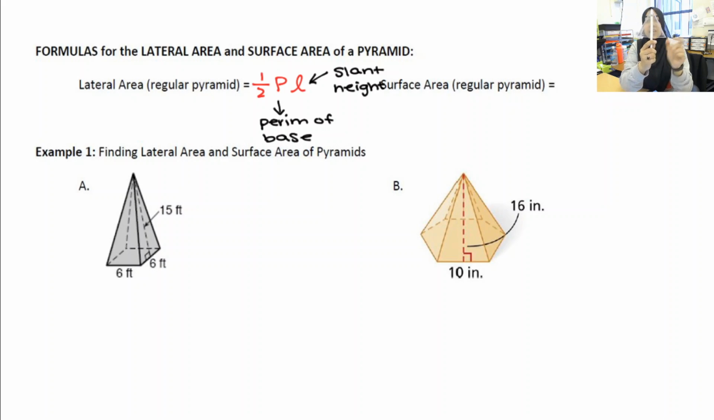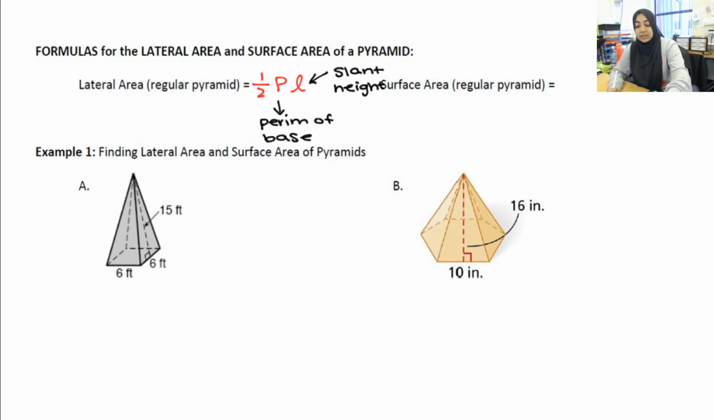That height does not help me find the area of this triangle, because remember, lateral area is adding up all of these areas. And having that height doesn't help me find the area of this triangle here. To find the area of this triangle, I need the height of that triangle itself. And in relation to the pyramid, it's called the lateral height. So now you can kind of see it. It's that lateral height right over there.